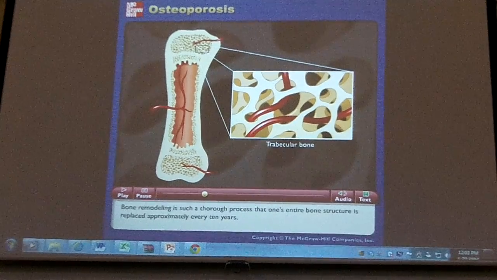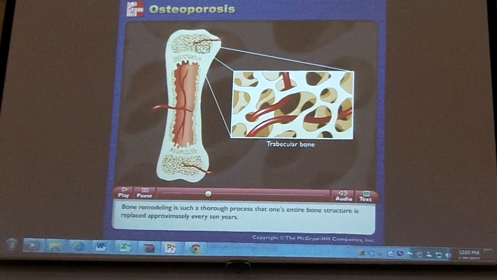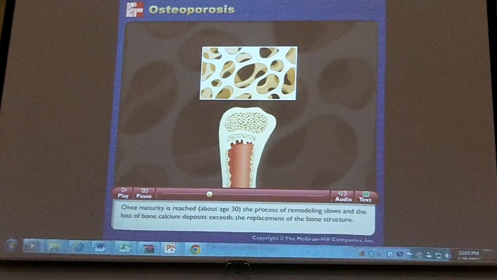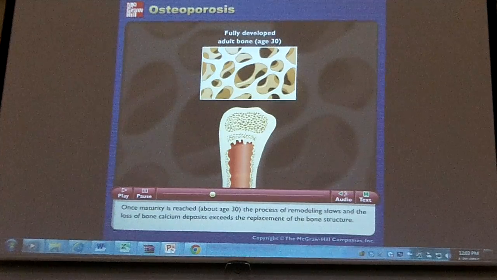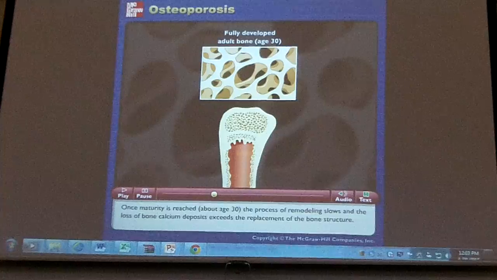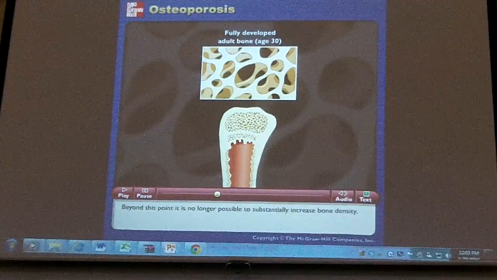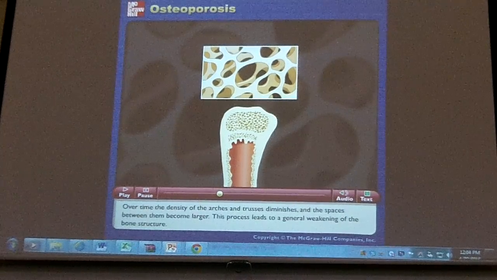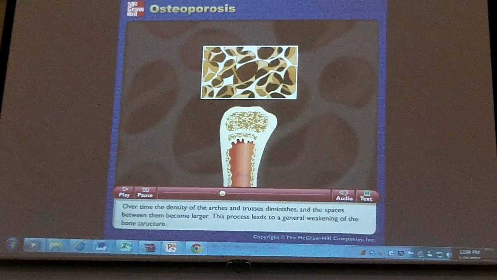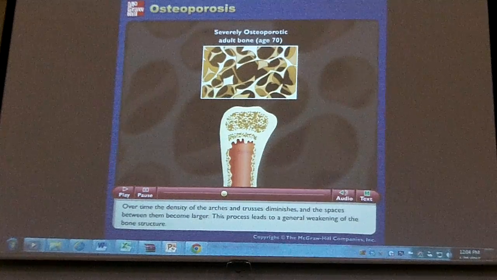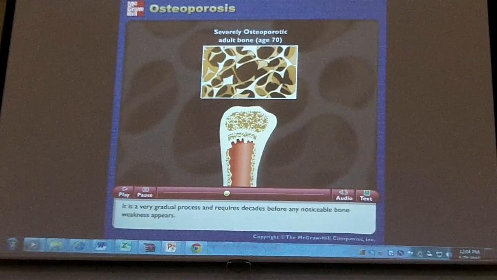Bone remodeling is such a thorough process that one's entire bone structure is replaced approximately every 10 years. Once maturity is reached, about age 30, the process of remodeling slows and the loss of bone calcium deposits exceeds the replacement of the bone structure. Beyond this point, it is no longer possible to substantially increase bone density. Over time, the density of the arches and trusses diminishes, and the spaces between them become larger. This process leads to a general weakening of the bone structure. It is a very gradual process and requires decades before any noticeable bone weakness appears.